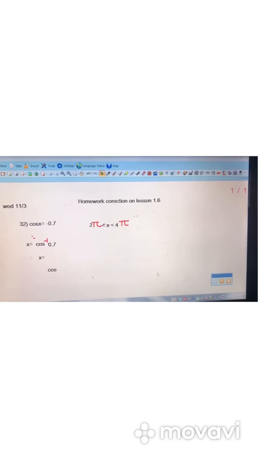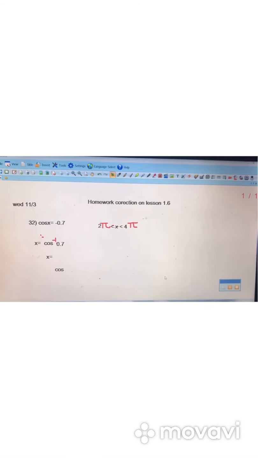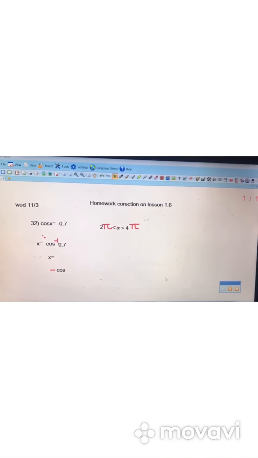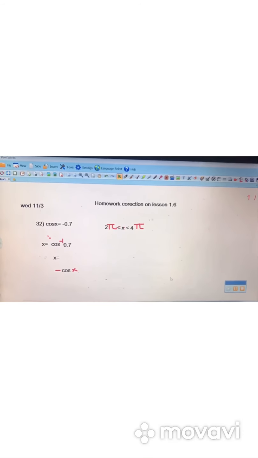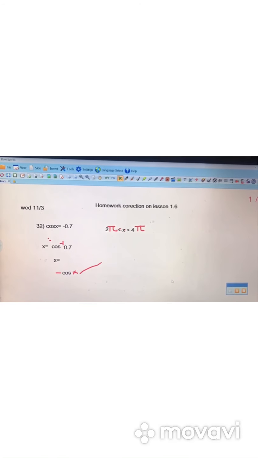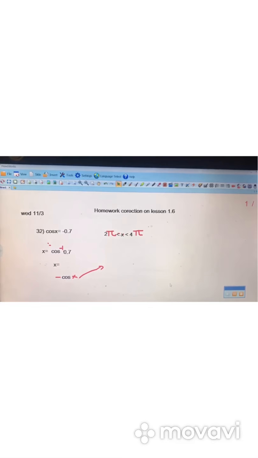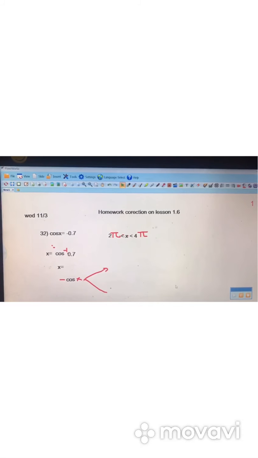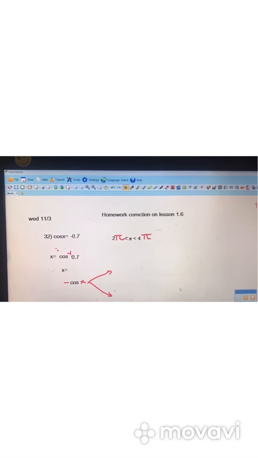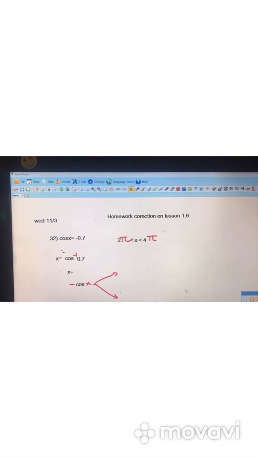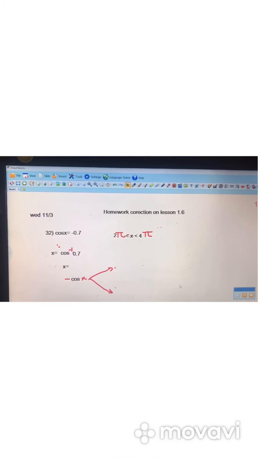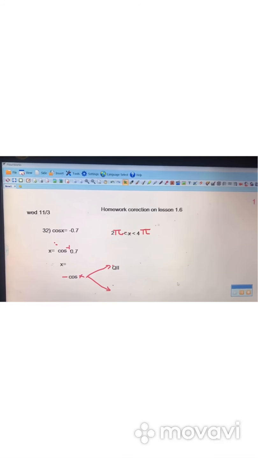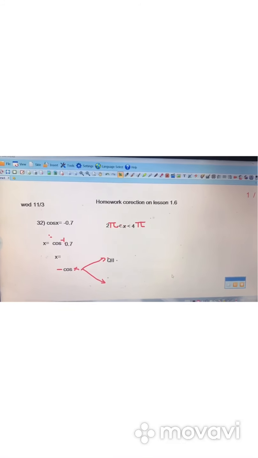As I told you in the previous video, cosine is negative in which quadrants? Yes, at the second and the third. How can we find the angle in the second quadrant? As simple as that, we put pi in the second quadrant: pi minus or pi plus. Of course, it's pi minus the answer that we will get from the calculator. Just a second, I will find it for you at the end of this video using my calculator.